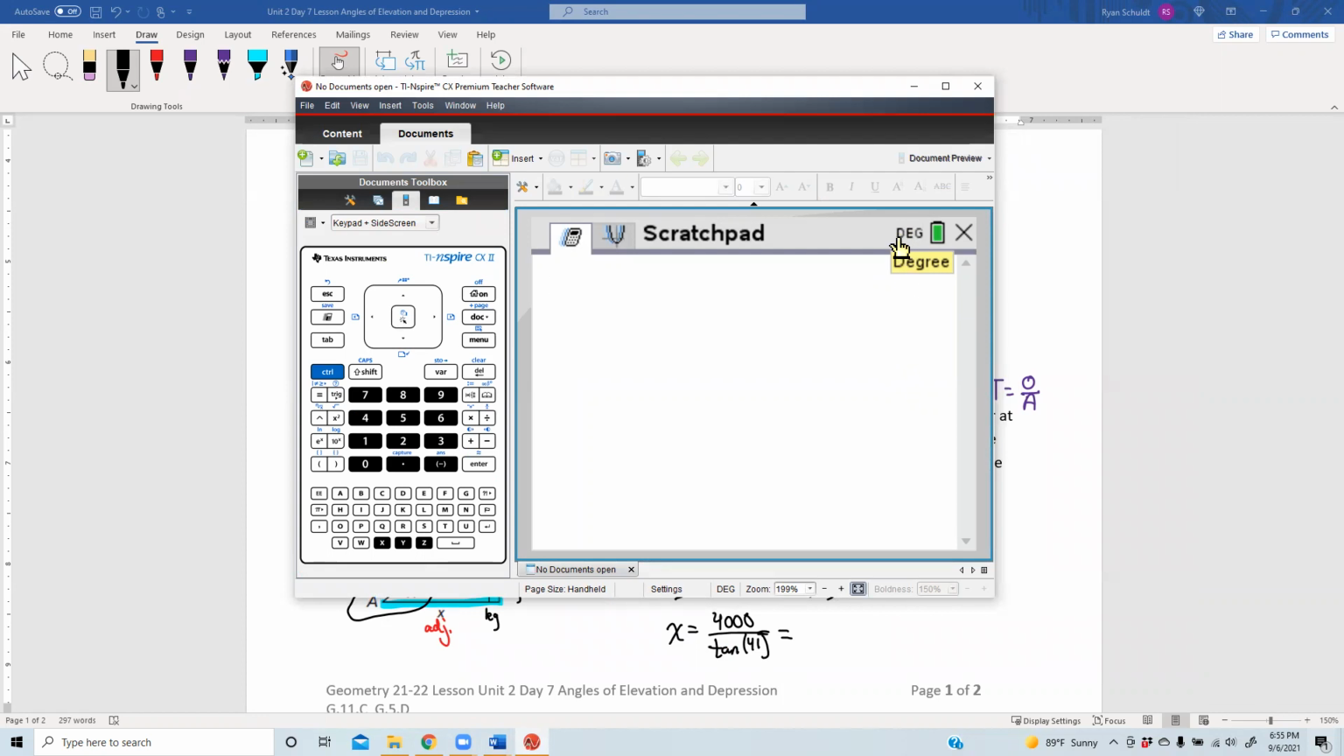Remember, if it's not, you can just take your cursor and click it and change it. So if yours says radians, just take your mouse and click it, and it'll change it to degrees. We're going to do 4,000 divided by the tangent of 41. Remember, to get tangent, you hit the trig button. That's right there beside the 7.